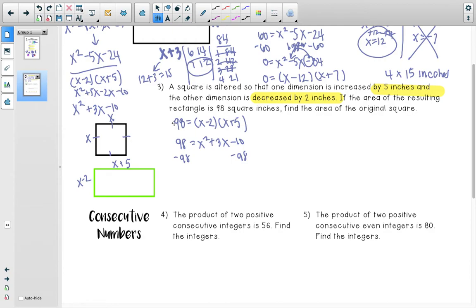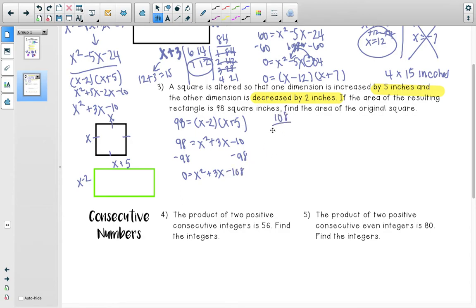All right, now that you brought the video up, you're going to take the 98 over because you need to get it set equal to 0, and we have to keep that x squared positive to factor. And when you do that, you get negative 108. So we're getting some big numbers here.